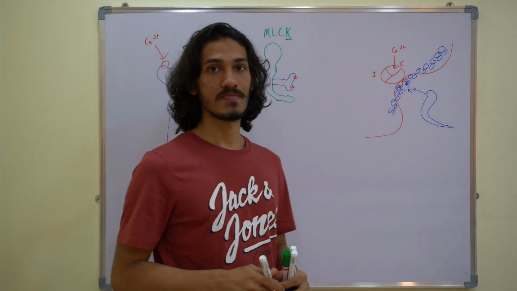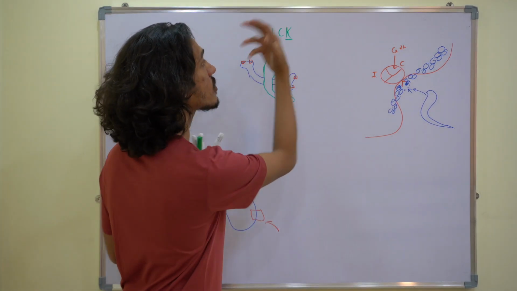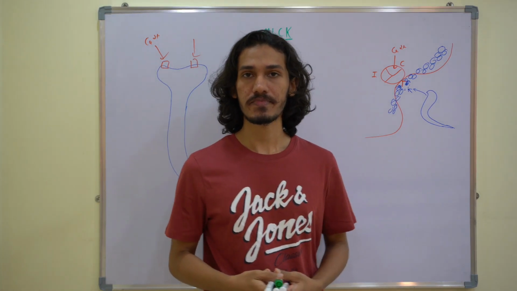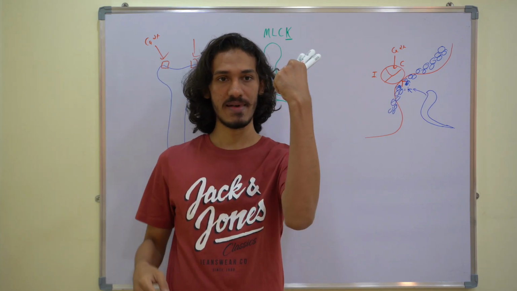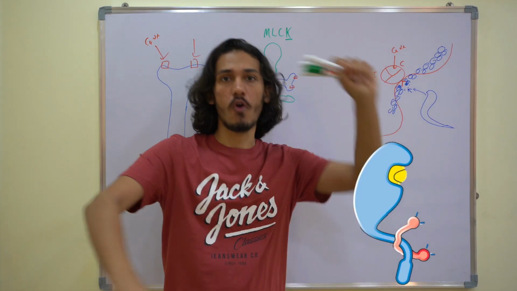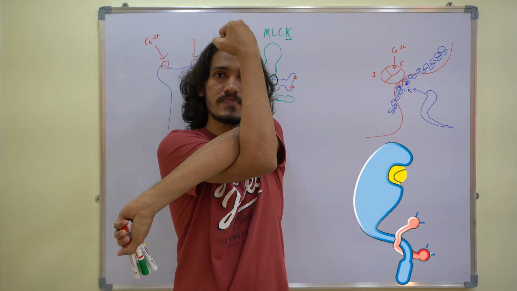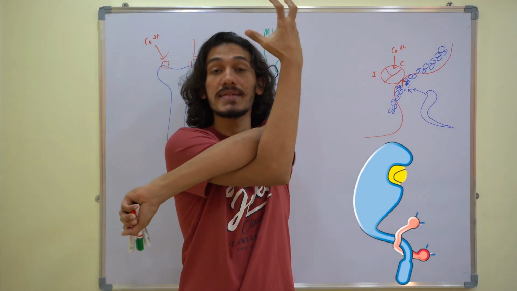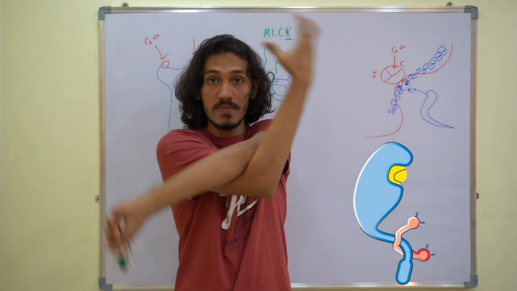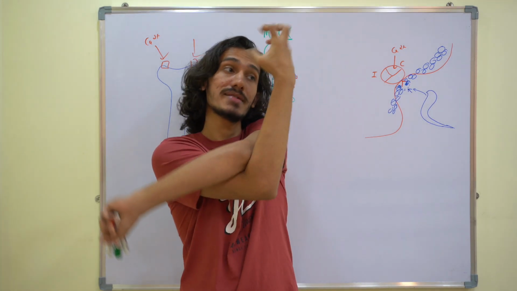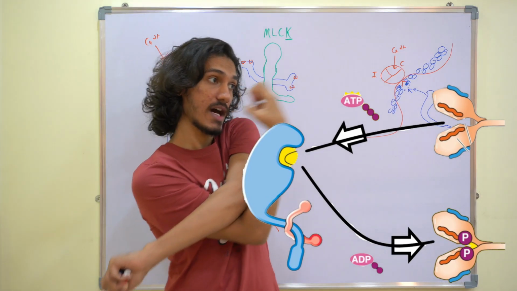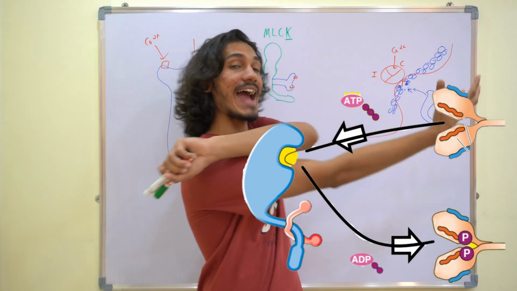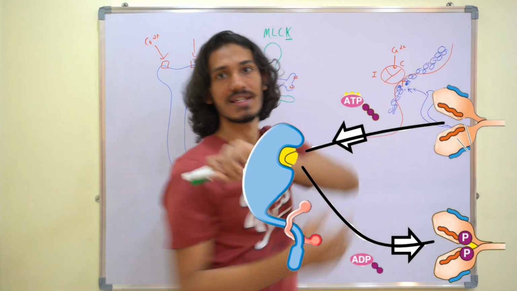You understand that? That is going to activate your myosin light chain kinase. So the myosin light chain kinase kind of forms a loop like this, right? When calcium binds to calmodulin and forms the calcium-calmodulin complex, that activates your myosin light chain kinase so that it can now move and activate your myosin light chain.